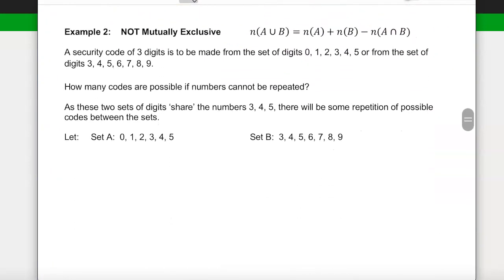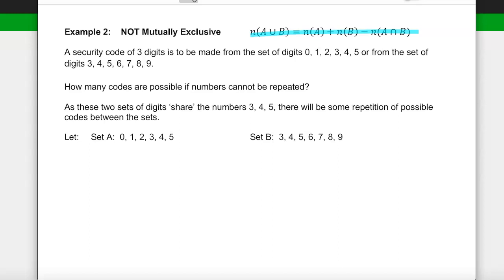Let's have a look at our second example where they're not mutually exclusive. So we're going to have to use our inclusion-exclusion rule. We've got a security code of 3 digits to be made from the set of digits 0 to 5 or from the set of digits 3, 4, 5, 6, 7, 8, 9. How many possible codes are there if the numbers cannot be repeated?